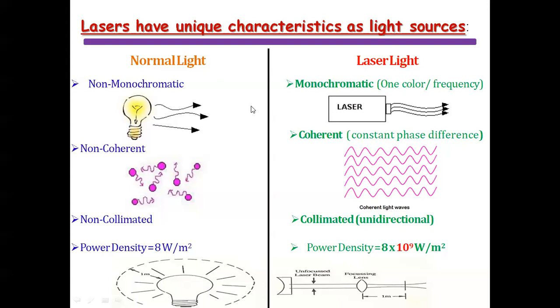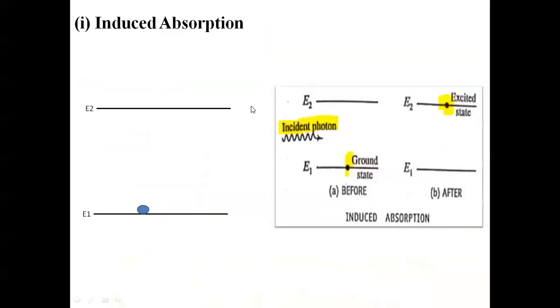Now, in the last class, we have compared normal light with laser light, which is not at all interesting from the point of view of examination. And then I have explained about 3 different processes which take place in a laser system. That is induced absorption. Induced absorption is nothing but absorption of radiation from the ground state, and hence the excitation of atom to the higher energy state. This I think you have observed.